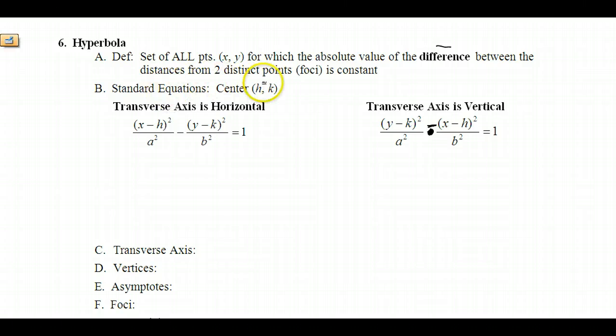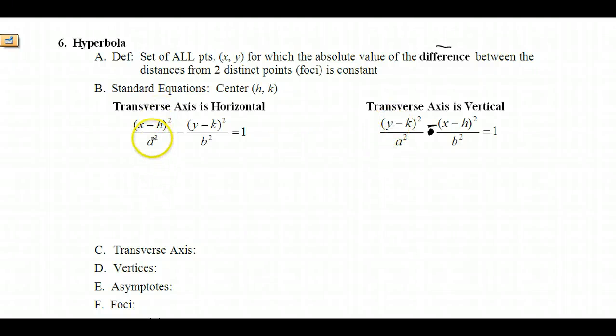Again, our center is (h, k). Ideally, if we can have our center be at the origin, we definitely want to do that. We have two situations: our transverse axis is horizontal, or our transverse axis is vertical. Well, with a hyperbola, the first fraction tells us so much information. It's obvious here, this variable is x, compared to if you have a vertical axis, it's y.